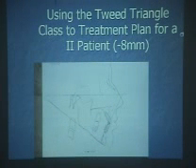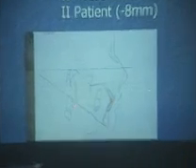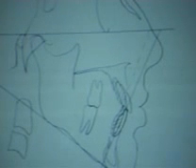Now, if we use the Tweed triangle for the treatment plan for this patient, it tells us that we need to move this lower incisor lingually 4 millimeters. Multiply that by 2, that's 8 millimeters. So we've got to move that lower incisor back 8 millimeters according to the Tweed triangle.